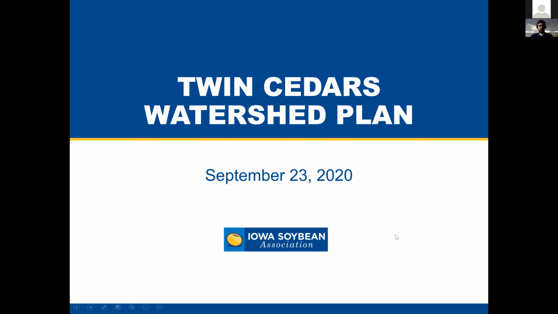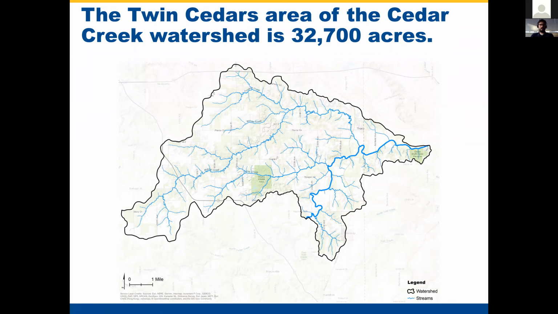All right, so the Twin Cedars area is the Cedar Creek watershed, about 32,700 acres. This represents the smaller portion of the larger Cedar Creek watershed, which drains into the Des Moines River, and is an area with quite a bit of diverse landscapes, both crops, timber, pasture areas, as well as several areas of public land as well.